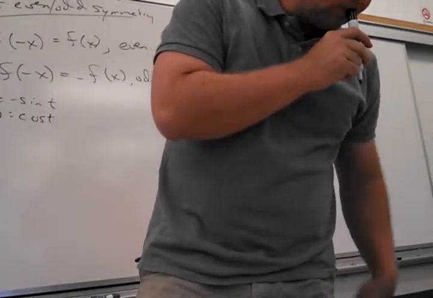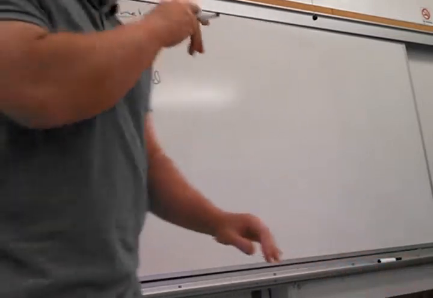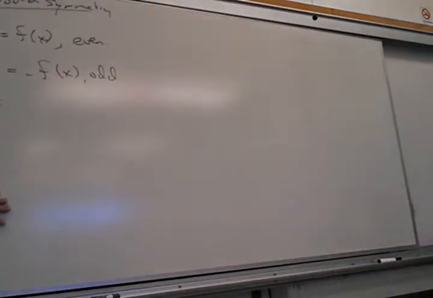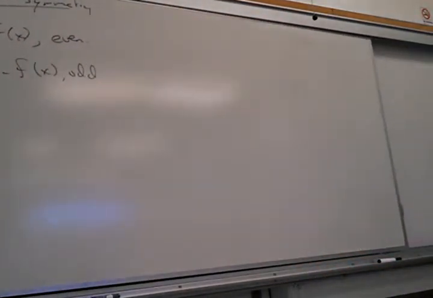So how do you determine this one? In general, I don't care what function I give you, how do you figure out if it's even or odd symmetry? Plug in a negative x and see what happens. I don't care what the function is. That's the test. Now there are other symmetries, but if these are the only 2 I have to test for, that's the only test I have to worry about.